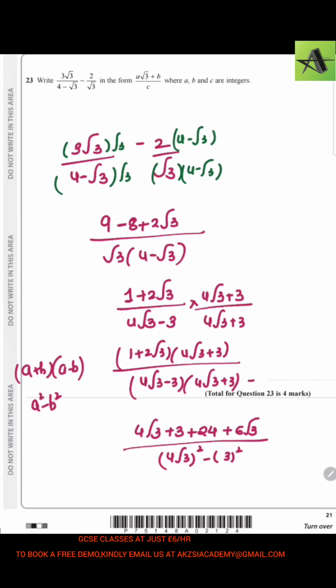Simplifying, 4 root 3 plus 6 root 3 will give you 10 root 3. And 24 plus 3 is 27. Over 4 root 3 whole squared is 48. And this is minus 9. So this is ultimately 10 root 3 plus 27 over 39, and that's your final answer.